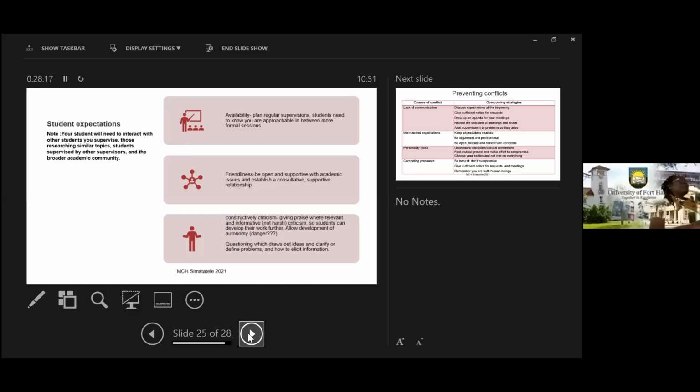We're here talking about research. You have to publish, you have to teach, you have to do community engagement, you have to have family. If you don't manage your time, students will take up all your time. So availability is important, but plan your regular supervisions. Let students know when you're available and when you're not.